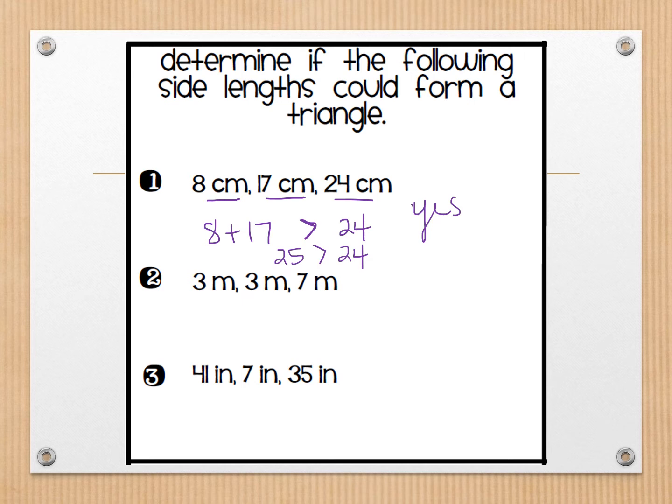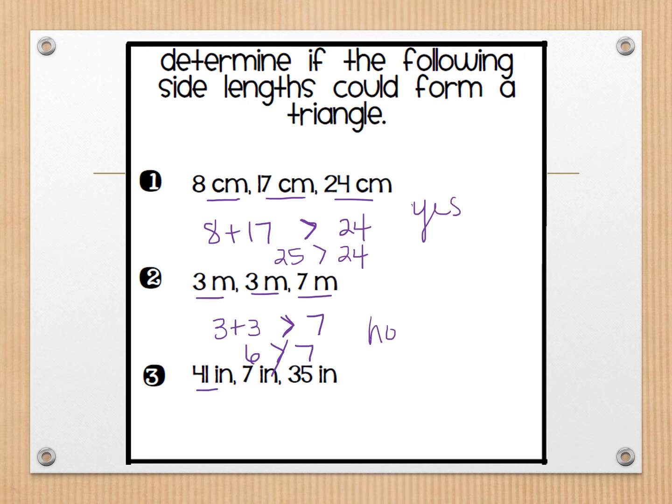Next example, then we have 3, 3, and 7. So the two smallest would be 3 and 3. So 3 plus 3 has to be greater than 7. 3 plus 3 is 6. Is 6 greater than 7? It is not, so these three side lengths would not make a triangle, or no, they would not.